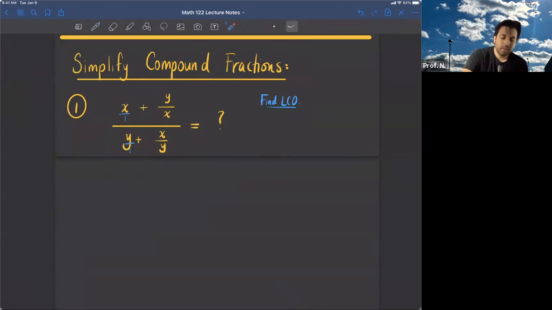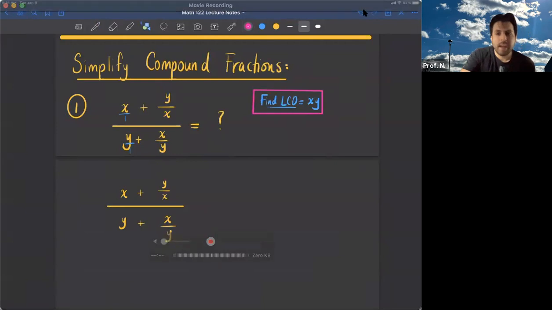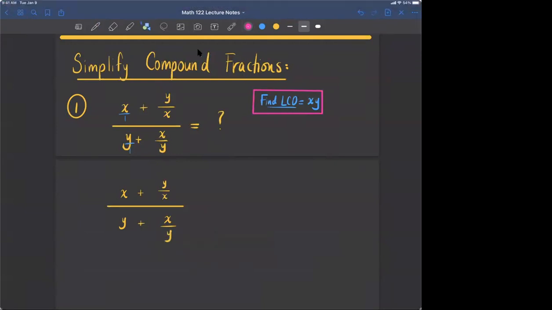So then what's the LCD? xy. That's the first thing I have to notice. The LCD is xy. Now that I know that the LCD is equal to xy, how do I use the LCD? Does anybody remember? What do I do with the LCD once I have the LCD? Multiply it. Multiply the top and the bottom, right, by the LCD.